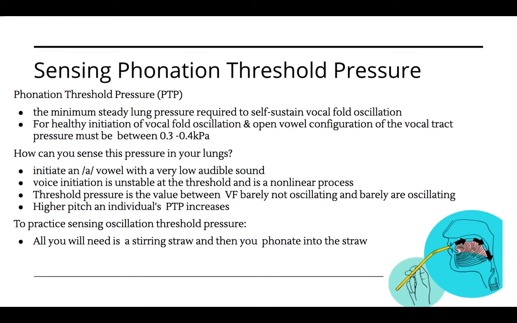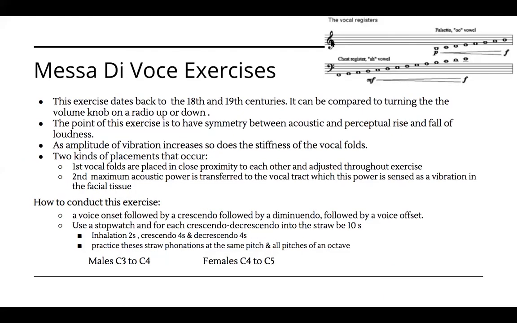To practice sensing oscillation threshold pressure, you will need a stirring straw, and what you do is you will phonate into the straw. Another exercise is messa di voce exercises. This exercise dates back to the 18th and 19th centuries. It can be compared to turning the volume knob on a radio up or down. The point of this exercise is to have symmetry between acoustic and perceptual rise and fall of loudness. Physiologically, underneath it can't be symmetric because of unidirectional airflow and lung volume change.